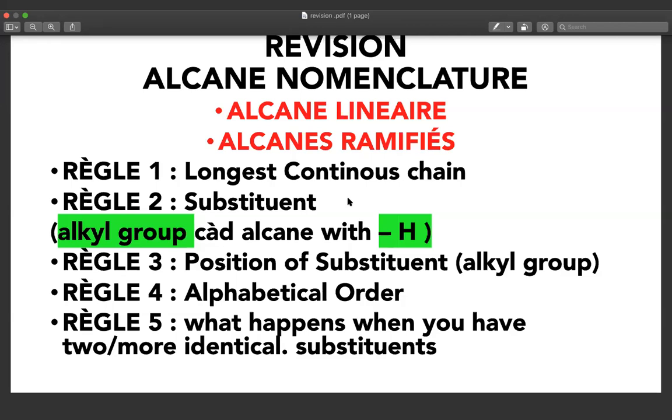So rule number 1 still remains, which is you define the longest continuous chain. Then you are also supposed to define the substituent. Like I said last time, in the case of alkenes, the substituent is the alkyl group, which is the alkane with 1 hydrogen atom less. Then you are also supposed to look for the position of the substituent. Which part is closest to the substituent? Is it the left-hand side or the right-hand side?